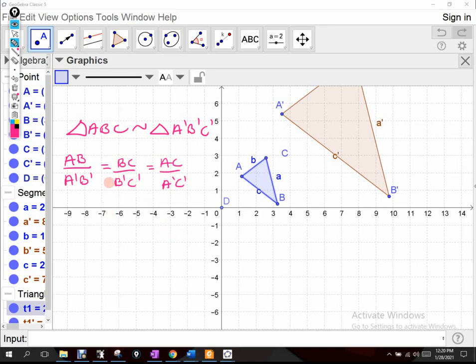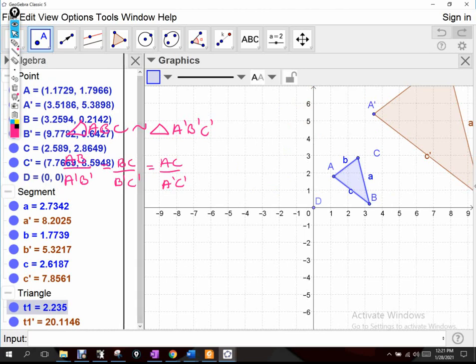You guys remember CPCTC, right? Corresponding parts of congruent triangles are congruent. We could have something like corresponding parts of similar triangles are proportional. Okay, we don't have a phrase like that. Nobody's ever written that in a textbook, but it's the result of saying that these shapes are similar. And we can prove that algebraically here.